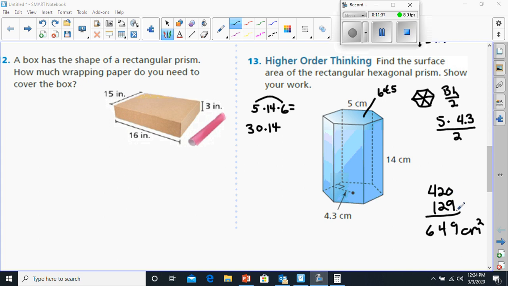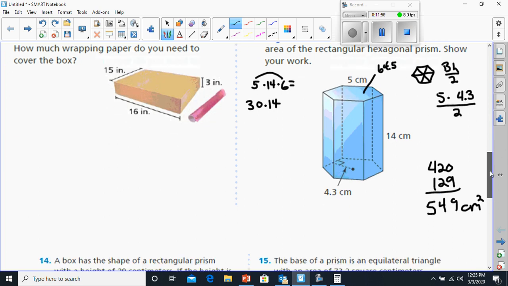0 plus 9 is going to be 9. 2 plus 2 is 4. I'm sorry, 4 plus 1, I must be getting tired. 4 plus 1 is not 6, everybody, it is 5. So it should actually be 549 centimeters squared. I stand corrected. Always good to double check your work.